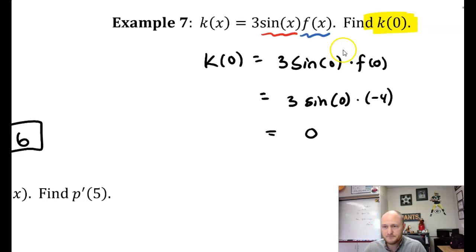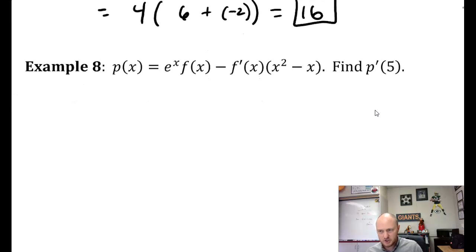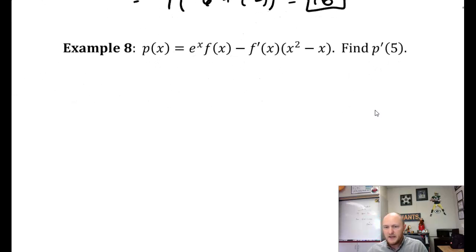So that's 0. Okay, what if they wanted k prime, though? K prime would be a different problem, right? So just pay attention to notation, because that's important. All right, example 8. Example 8.